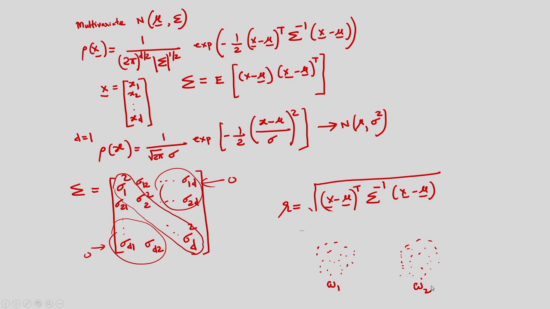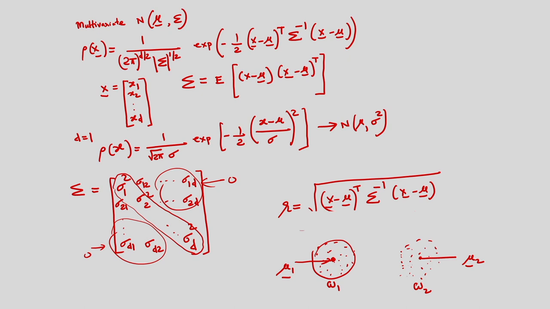Suppose I have two classes. The center of this particular cluster is determined by the mean vector mu 1, and similarly the center, or the centroid, of the second class is mu 2. So the center of the cluster is determined by the mean vector, and the shape of the cluster is determined by the covariance matrix.